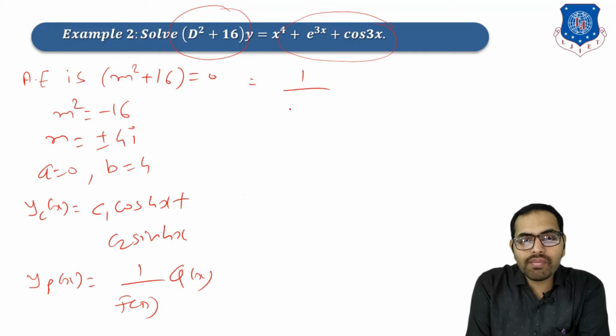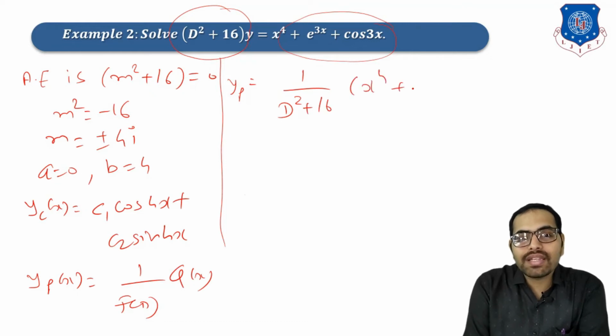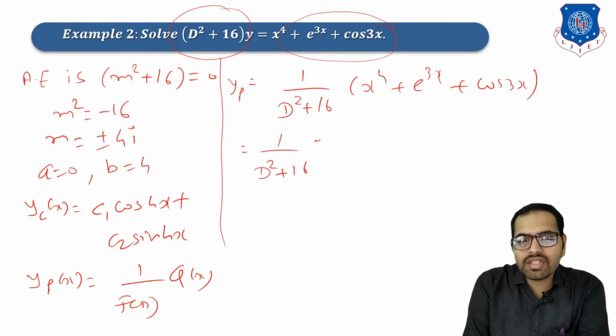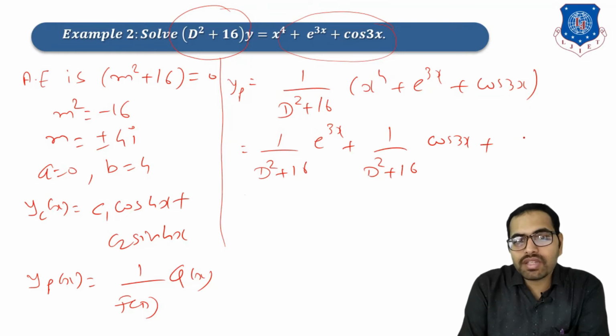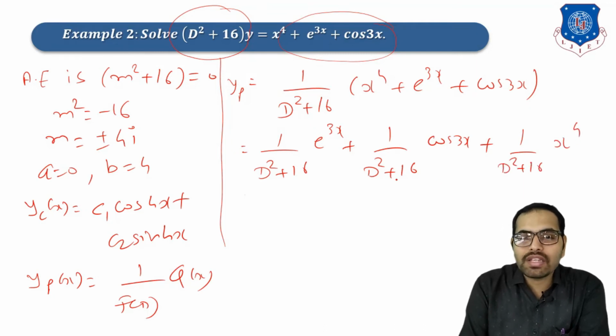Now substituting that term, 1 upon d square plus 16, this one is our yp, of x raised to 4 plus e raised to 3x plus cos 3x. Now move to simplify that term. For that, the second and third terms we can write as above, just rewriting this equation: 1 upon d square plus 16 cos 3x plus, this one is case 1, case 2 and case 3, 1 upon d square plus 16 x raised to 4.